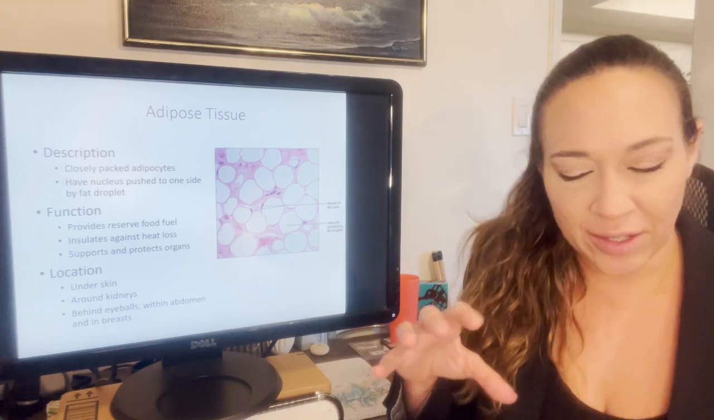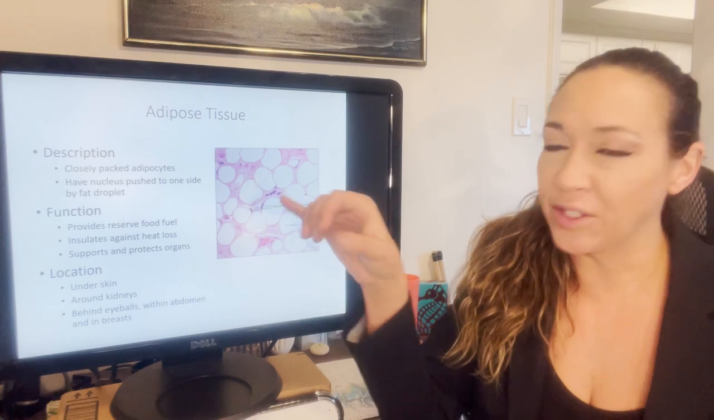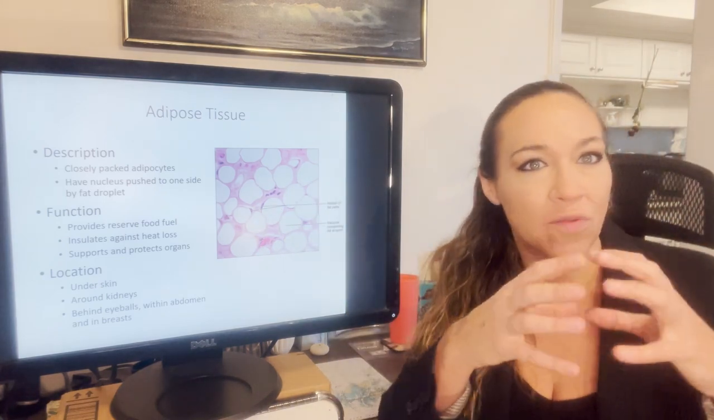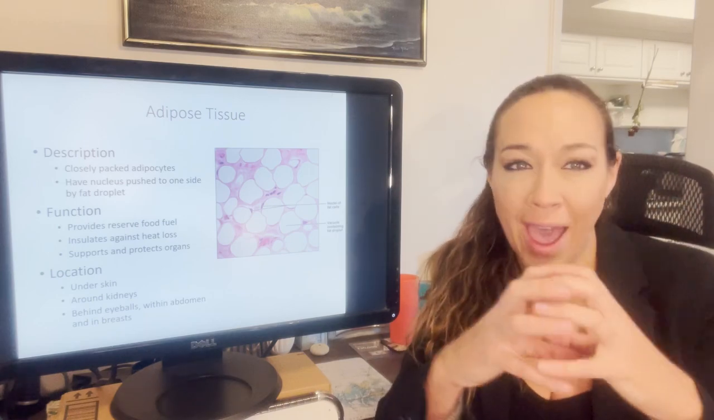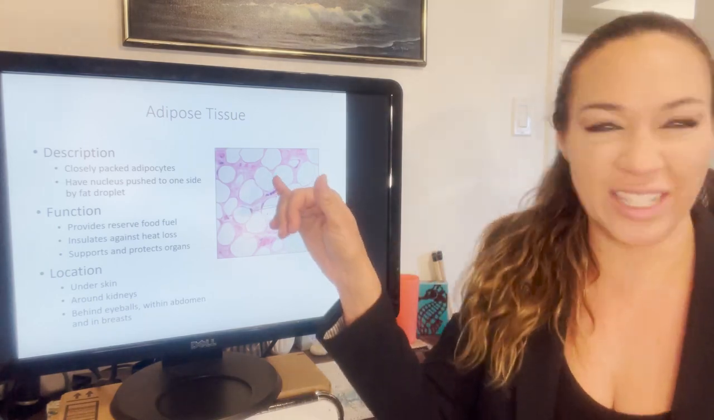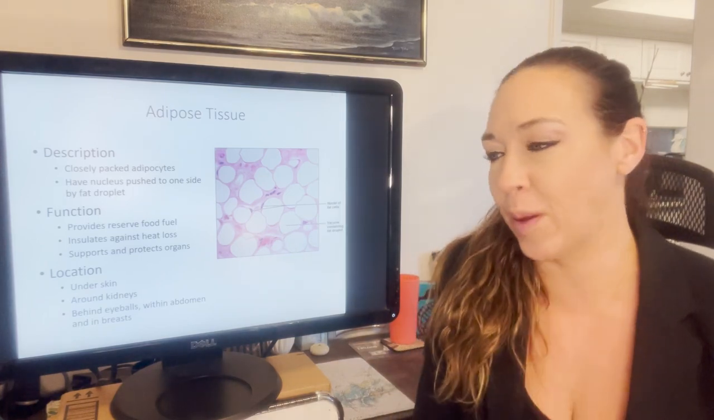So it is pretty much tightly packed, even though it doesn't look like it, because these guys are squished together. These fat droplets are basically just taking up all of the space. So they are packed in together, even though it looks like these are just giant openings. They're not. They are vacuoles containing fat, so do remember that.